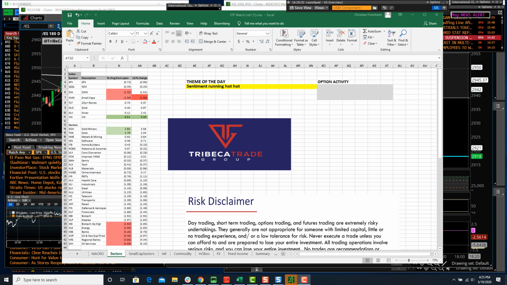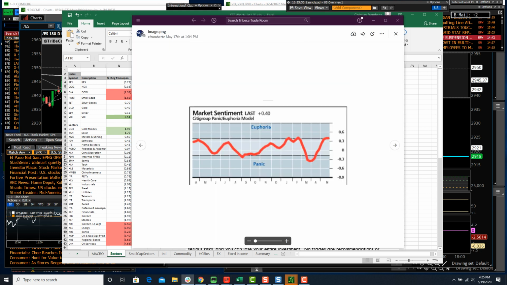Let's say the situation that we got months and months ago, when the sentiment was low. We can look at this particular model, which is one of my favorite sentiment models because I think it works: the market sentiment model by Citigroup, the panic euphoria model. When this is flashing all the way down here, that means probably any positive news is going to cause the market to go up. That's how I look at sentiment, right? What is priced into the market? Well, a whole hell of a lot of bad news was priced into the market. So anytime you get good news, because the sentiment is so low, you're going to get a bounce.